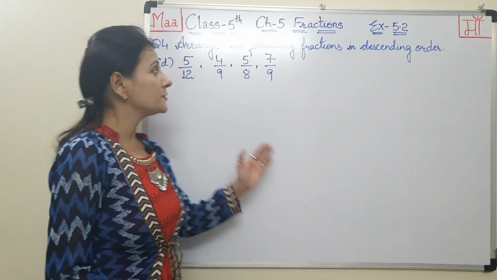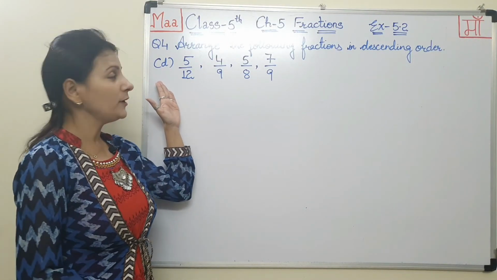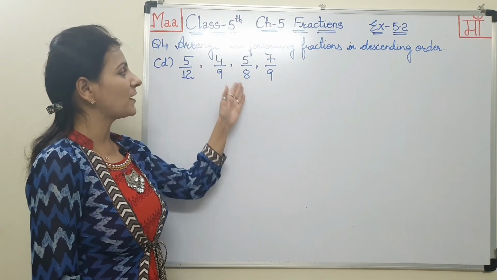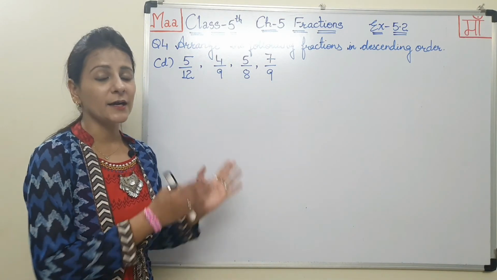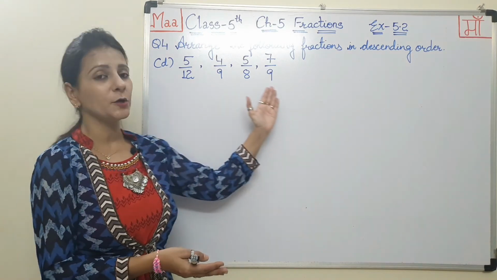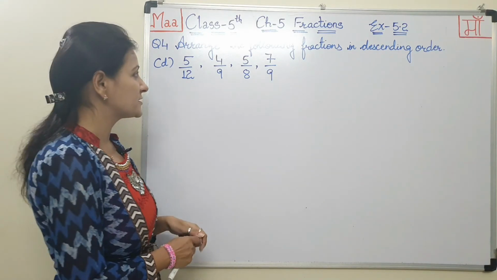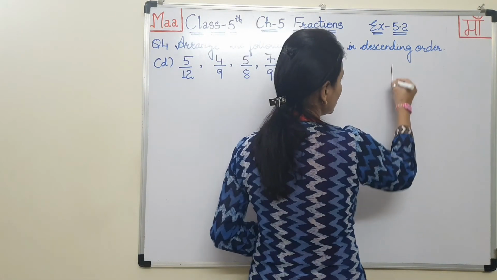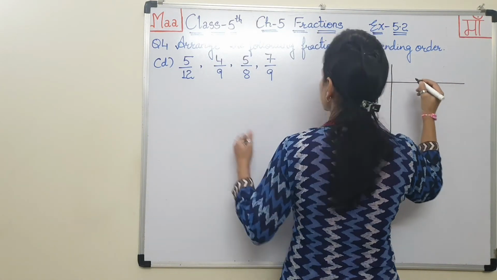So let us now move on to part D of question number 4. It is 5 upon 12, 4 upon 9, 5 upon 8 and 7 upon 9. Again we have to arrange these fractions in descending order. So you can see that the denominators are different. So firstly we will take the LCM of the denominators to make them similar.